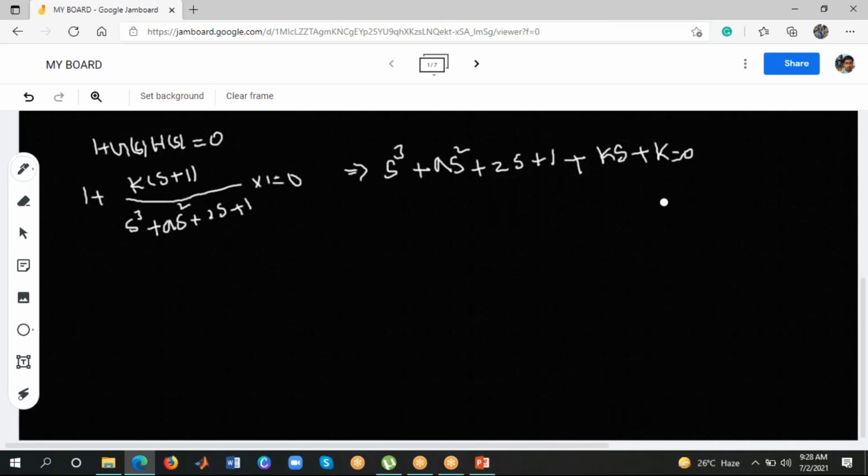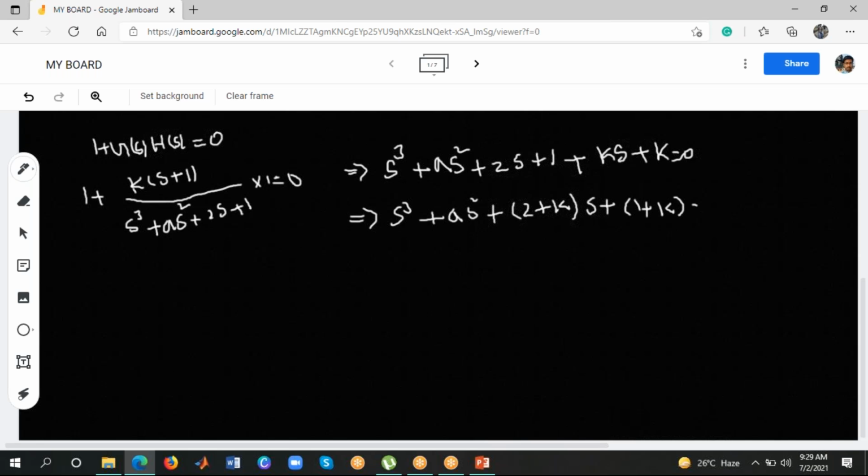Now here we are going to separate that S term. S cubed plus AS square plus (2 plus K) into S plus (1 plus K). So ఈ విధంగా రాసుకోవాలి. అంటే కాన్స్టెంట్ టర్మ్ S టర్మ్ సెపరేట్ గా.